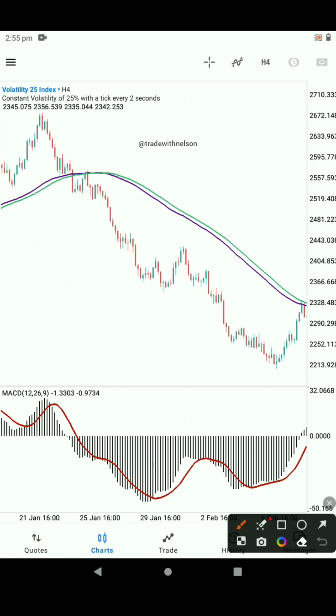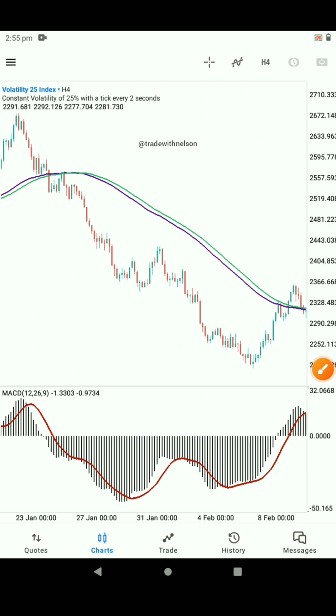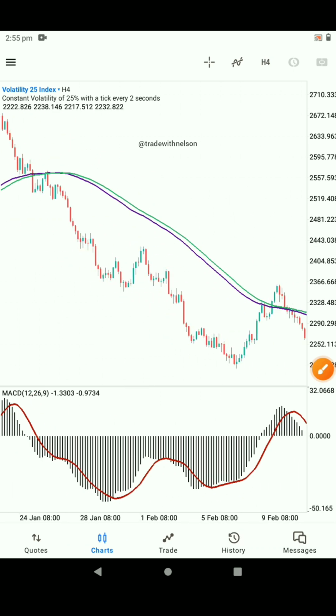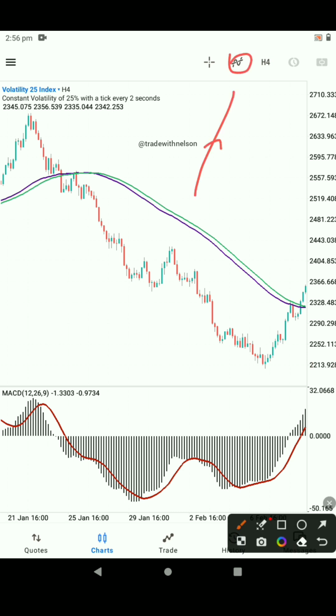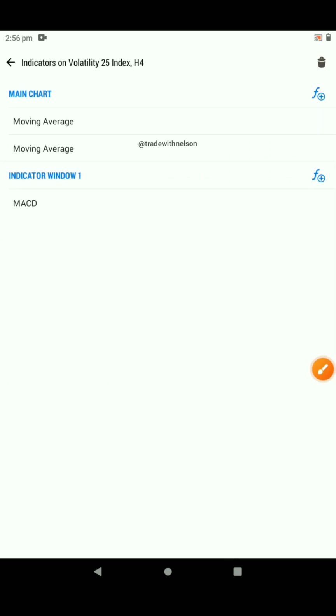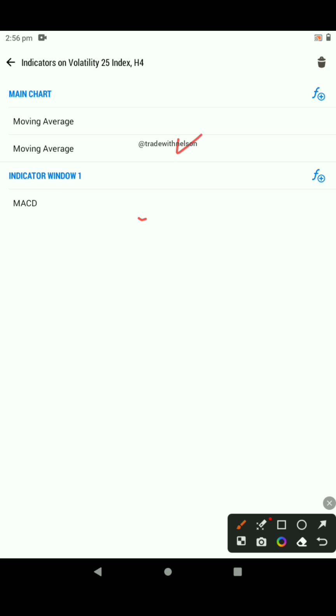So if you look carefully on my chart, this is the 4-hour time frame and this is the Volatility 25, and here on my indicator I have MACD and also the moving average. So before I show you how this strategy works, let me quickly show you the settings of my indicator. Click on this indicator icon over here. As said, I have just MACD and moving average.